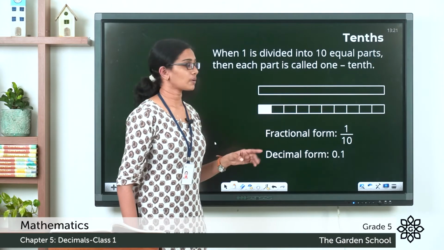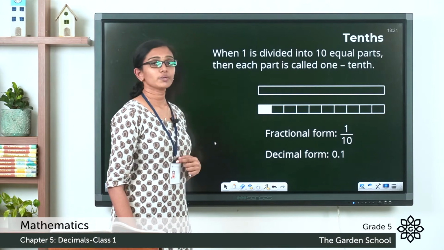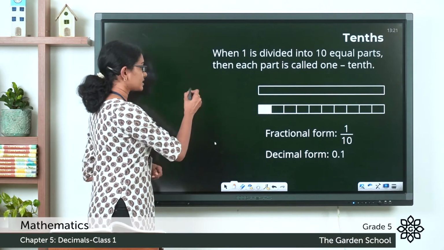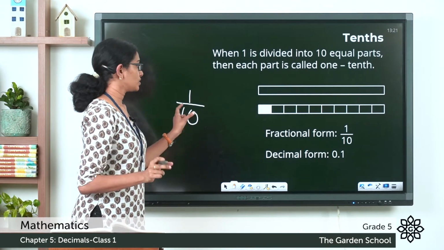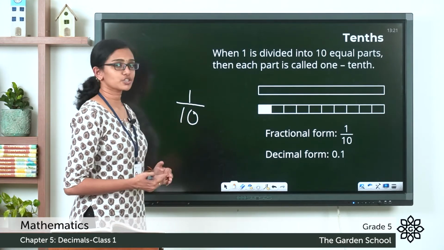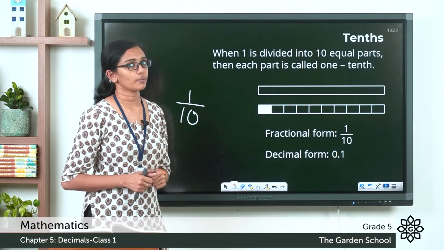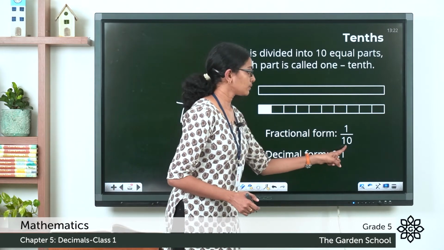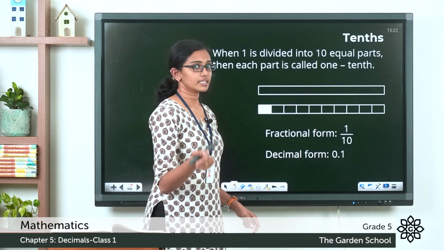This 1 is divided into 10 equal parts. And what is the value of each part in it? If this 1 is divided by 10, each part should represent a value of 1 by 10. So, as a fraction, we write this as 1 by 10, and we write that in decimal form as well. To write this fraction 1 by 10 in decimal form, you have to write 1 and to the left of it, you put the decimal point.